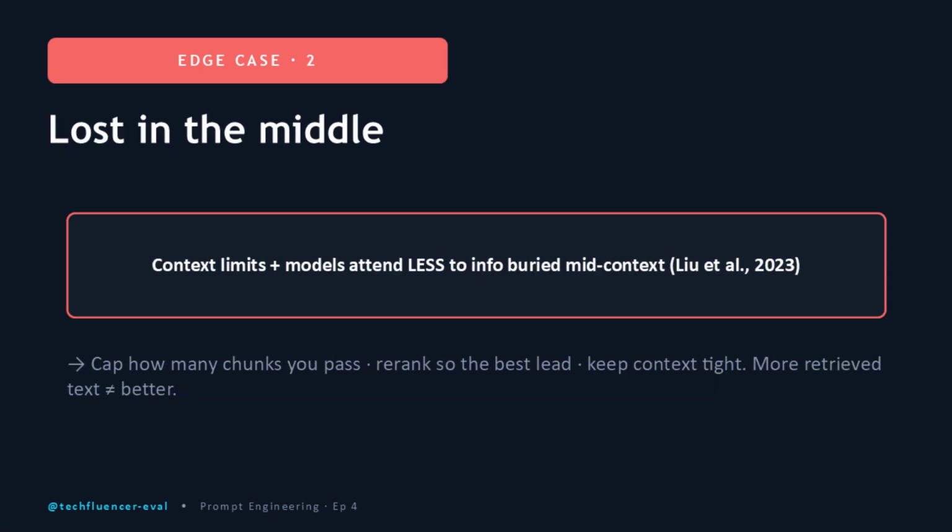Second, context limits and lost in the middle. You can't stuff unlimited chunks into the prompt, and research shows models attend less to information buried in the middle of a long context. So cap how many chunks you pass, re-rank so the best ones lead, and keep the context tight. More retrieved text is not always better.